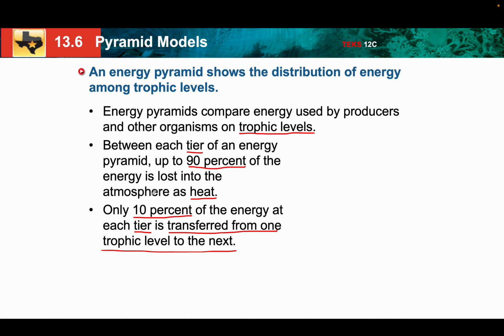So make sure you get the red parts written down. You should already know the trophic level is nourishment level. You should know that 90% of the energy is lost as heat. That's going to be important on your STAR test. So make sure you know that it's lost as heat. And then know that only 10% makes it to the next level.